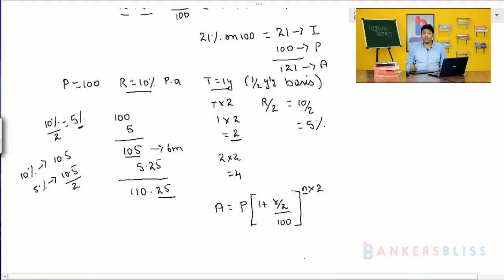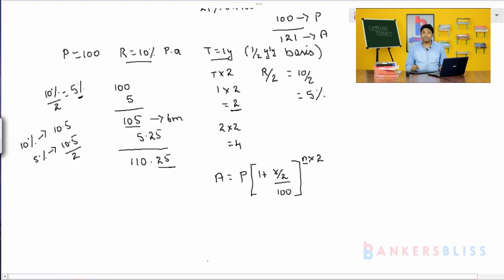Next concept, compounding quarterly. So how many quarters are there in a year? You have 4 quarters. So per annum 4 times we have to do. 2 years, 8 times we have to do. 3 years, 12 times we have to do. And can we use 10% per annum for each and every quarter? No. Per quarter the rate of interest reduces.